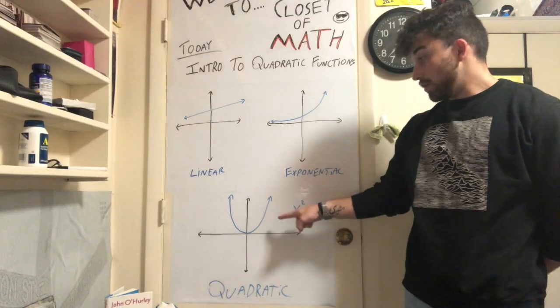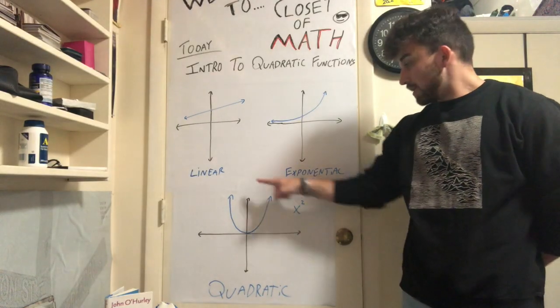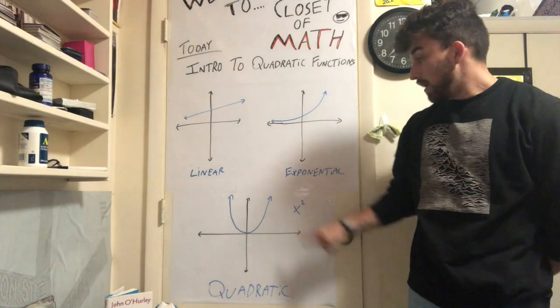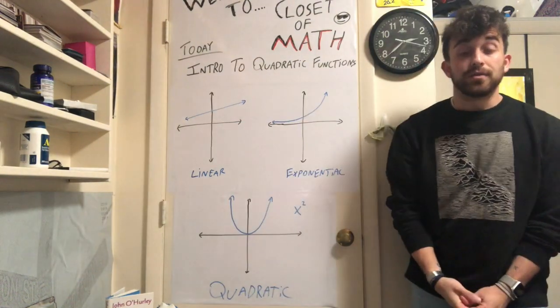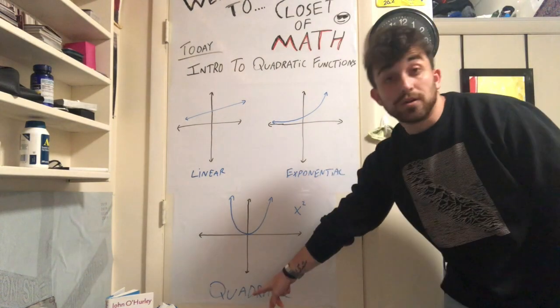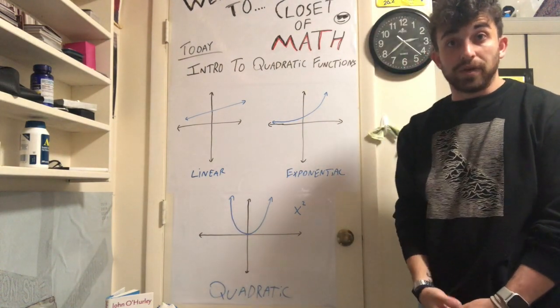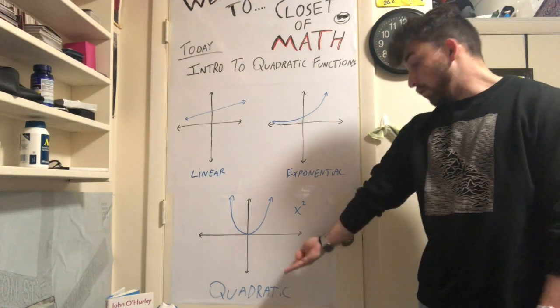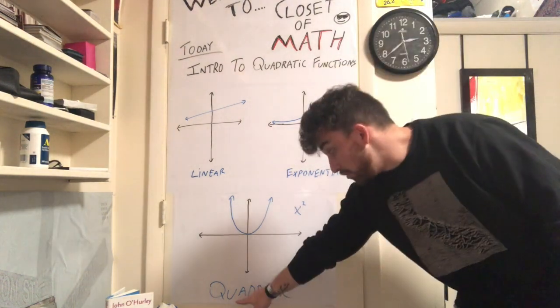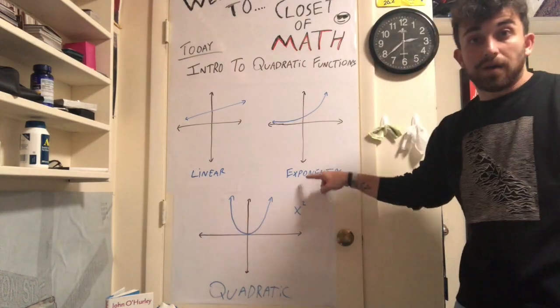So when it's on a graph, it looks kind of like the letter U, and this shape is called a parabola. Quick way to remember that: the word quadratic has a letter U in it. Linear and exponential do not. So quadratic function, U in the word, U on the graph.